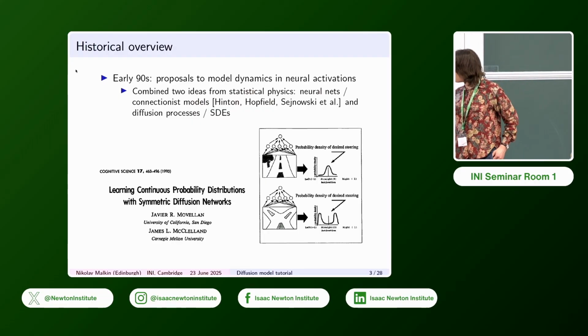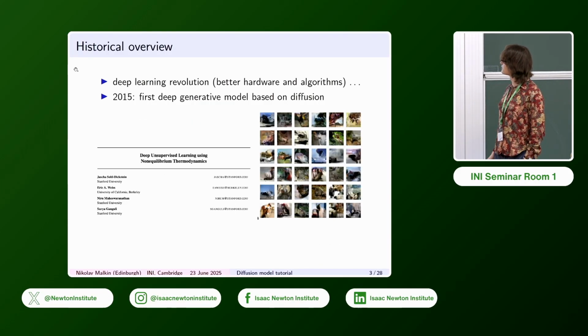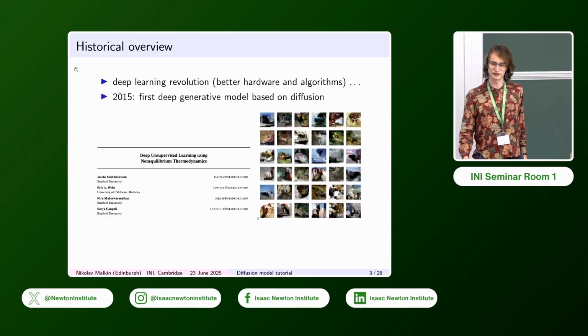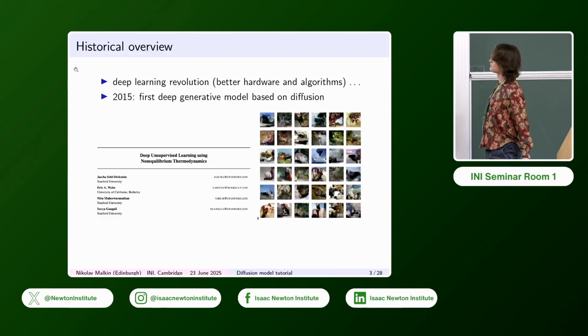There was a gap for some time. There was this work in 2015, which was inspired by non-equilibrium thermodynamics, and first introduced diffusion models in basically the current form. But the deep learning techniques were not quite there yet, and so the images generated when these things were trained on small image datasets were not really realistic. After that, there are steady improvements.